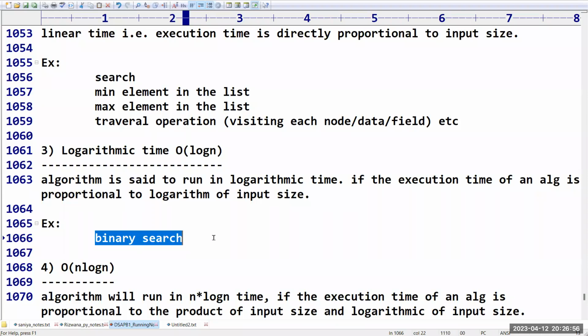Sir, one more doubt. In case of a binary tree, how will we manage the input size? If we search all the nodes, moving left to right, in that scenario we don't know the input size. Are you talking about a binary search tree? Yes, sir. We will discuss that later.